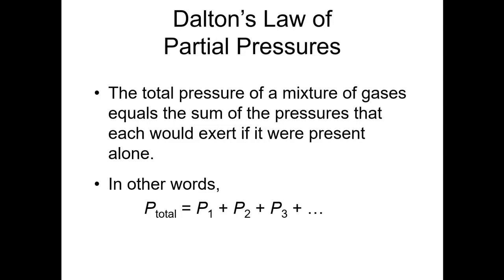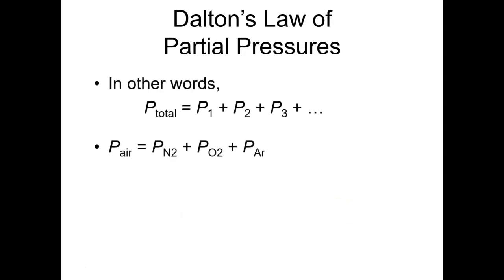Simply, Dalton's law of partial pressures is stated as: the total pressure of a gas mixture is equal to the sum of the partial pressures. If we were talking about air, P total would be the total pressure of the air, P1 would be the partial pressure due to nitrogen, P2 could be the partial pressure due to oxygen, et cetera, for every component of the gas. More than 99% of air is composed of three gases: nitrogen, oxygen, and argon.